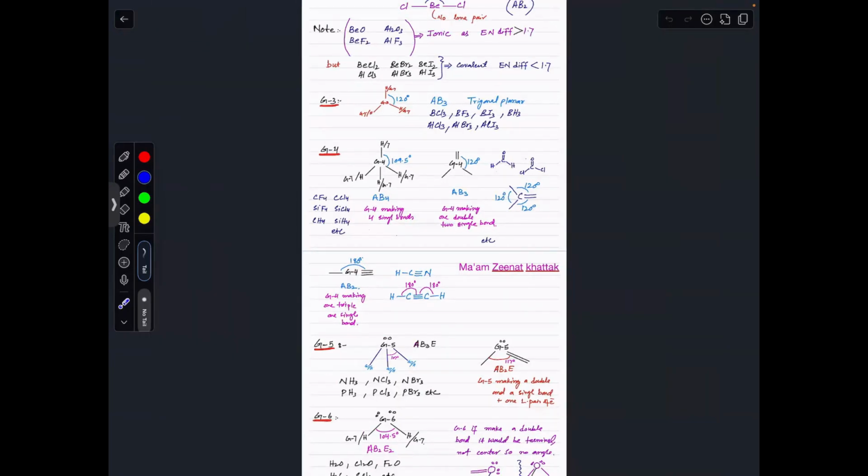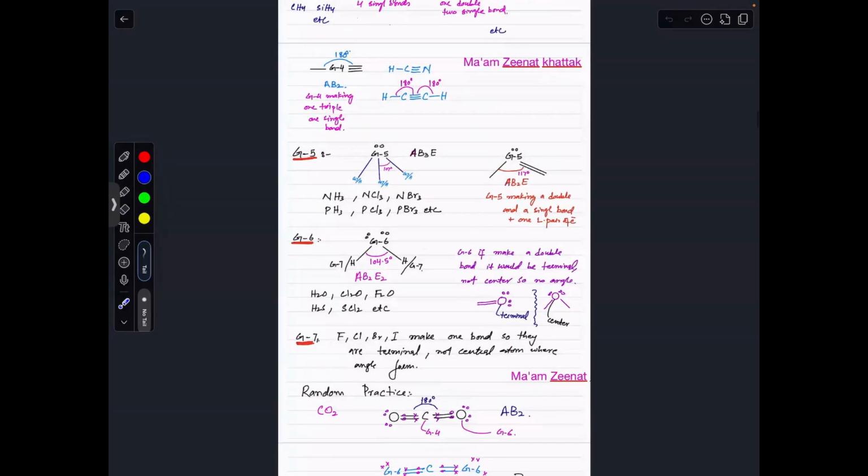Look, group 3 making 3 bonds. These are the examples. Group 4, if making 4 single, if making a double and 2 single, if making a triple and 1 single. Look, group 4 will make 4 bonds in total: all single, 2 single and 1 double, and 1 triple, 1 single. Then it would be linear.